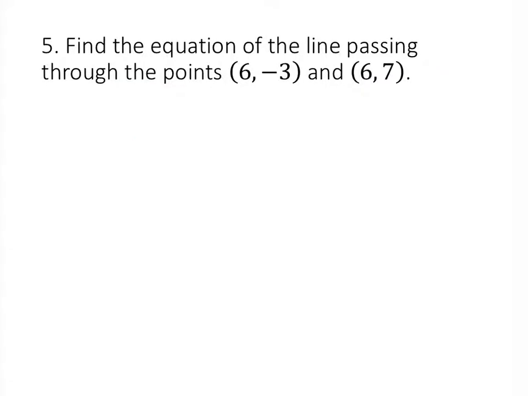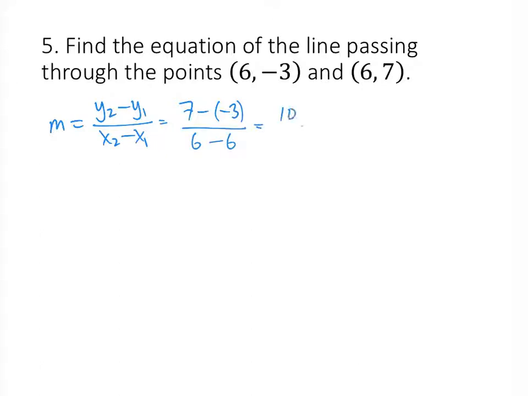Finally, we want the equation of a line passing through the points 6, -3 and 6, 7. So again, our instinct would be, let's first figure out the slope. Whenever you're given 2 points, what we really need is a slope, so let's start to calculate that. But what we realize when we start to do that calculation is that we end up with a problem. We get 10 on the top of that fraction, but we get 0 on the bottom. And dividing by 0 is undefined.